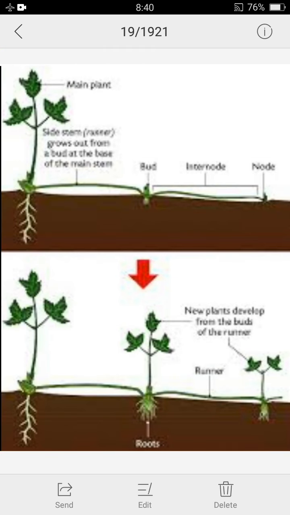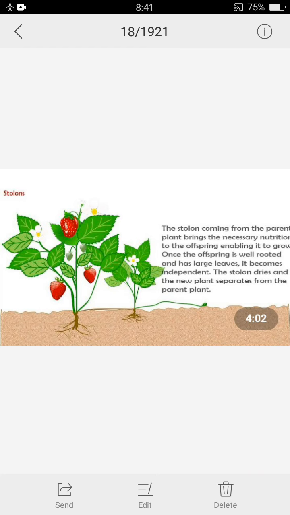But in some plants, the underground stems, such as grasses and strawberry, spread to new niches, and when older parts die, new plants are formed. You can see on the screen how they spread to new niches, and when older parts die, new plants arise. Examples are grasses and strawberry.